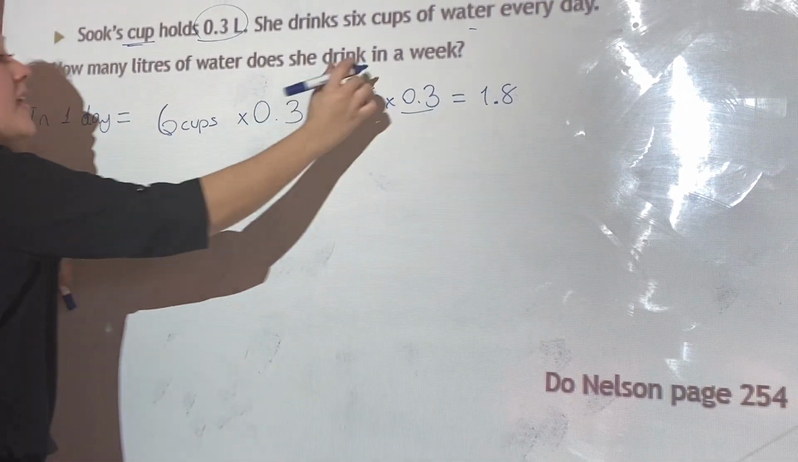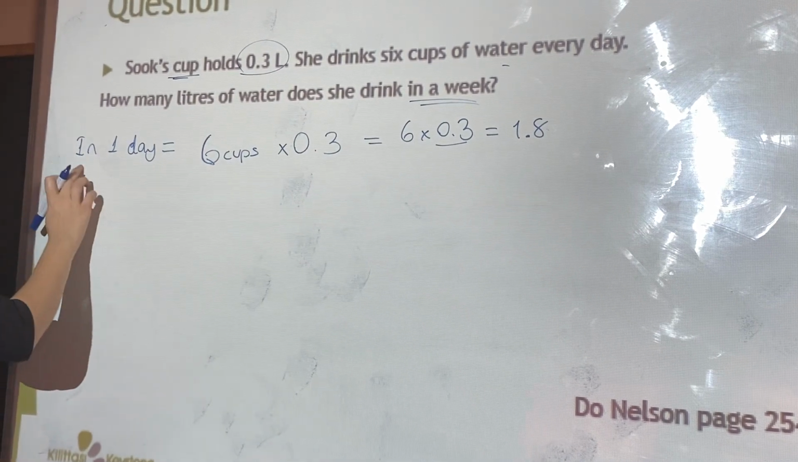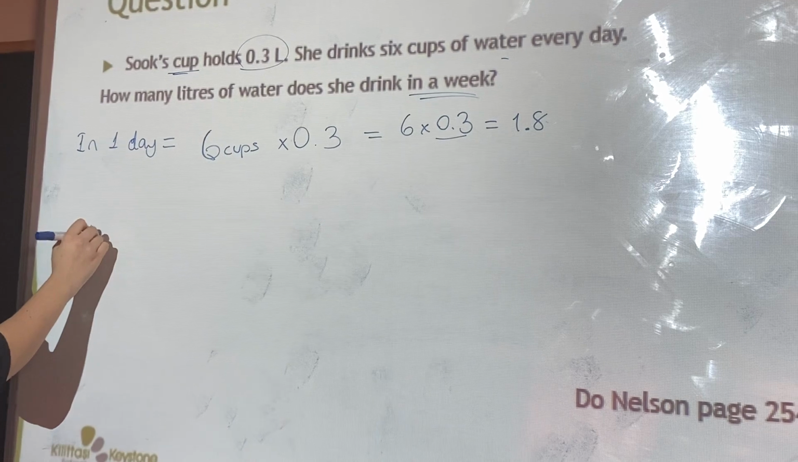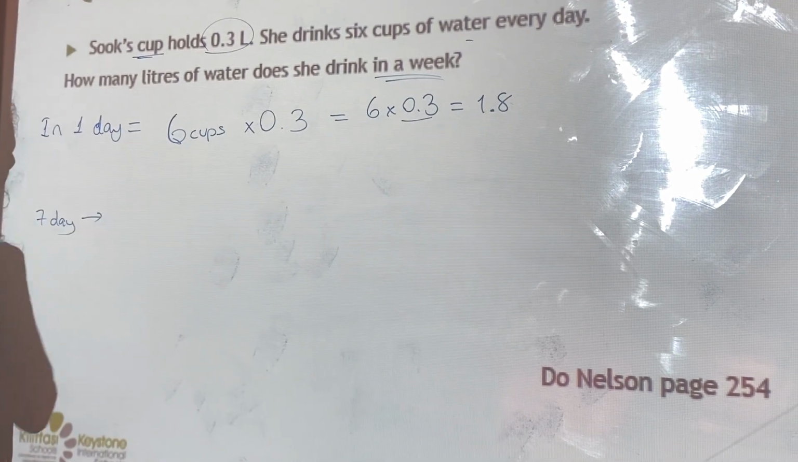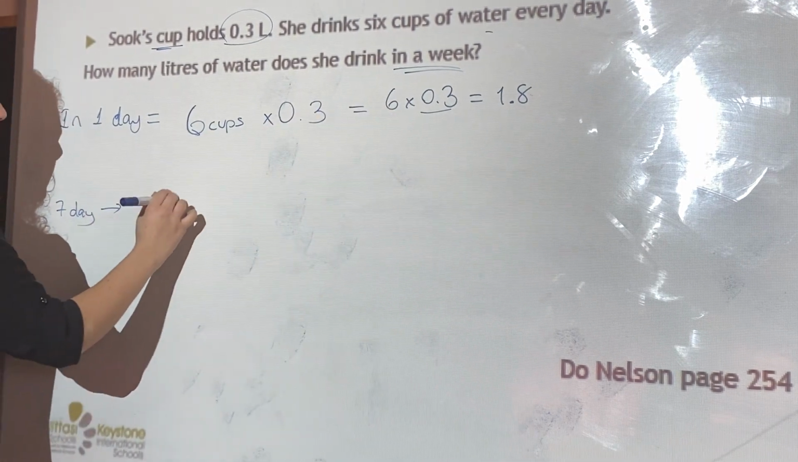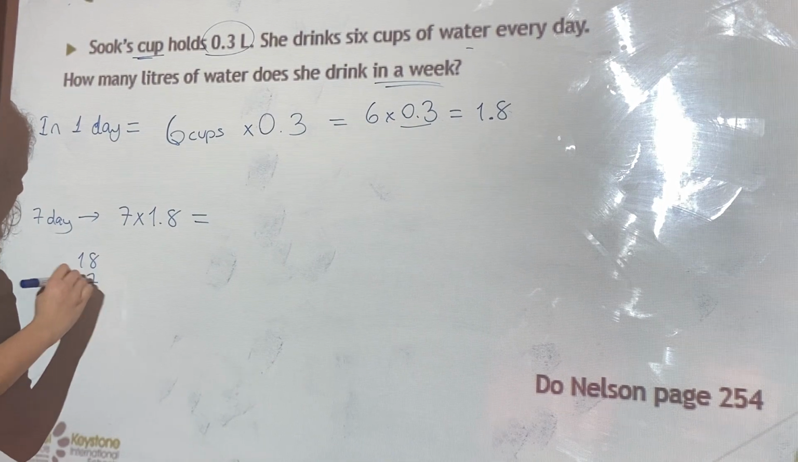It says in a week, how many liters of water does she drink? I calculated for 1 day, but it says a week, so I need to do it for 7 days, because a week is 7 days. So I need to multiply this value by 7. I'm gonna multiply 18 and 7.